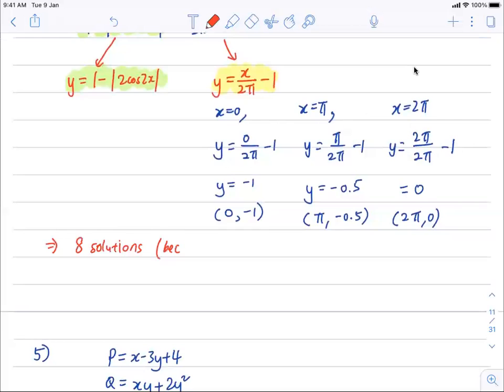Because there are 8 intersection points between y equal to 1 minus modulo 2 cos 2x and y equal to x over 2 pi minus 1.